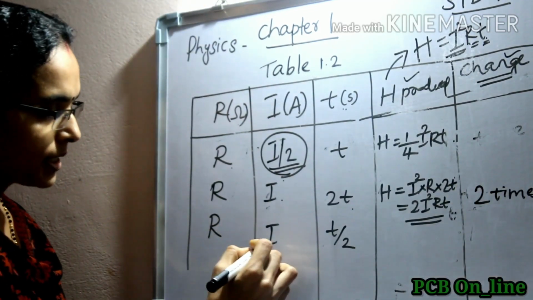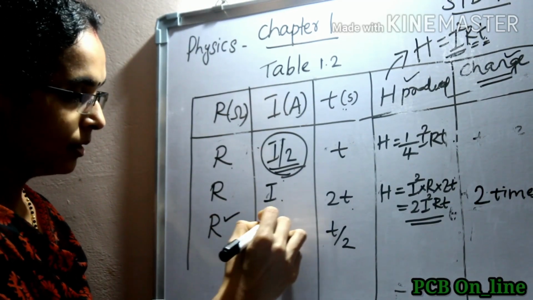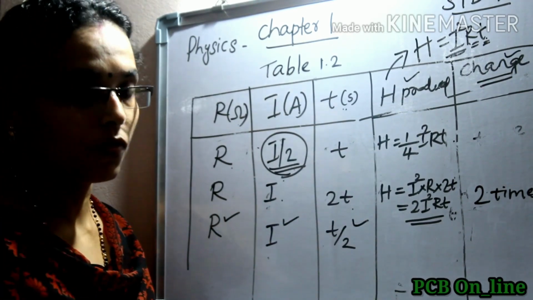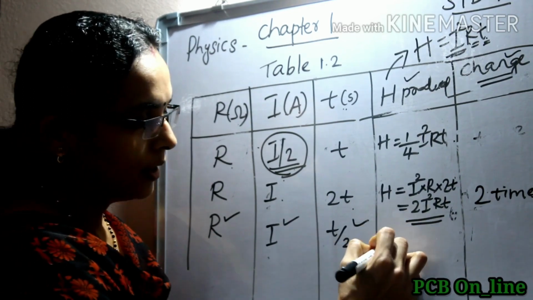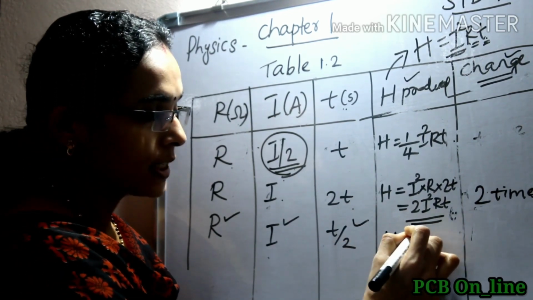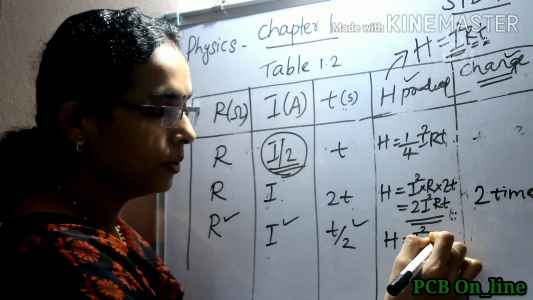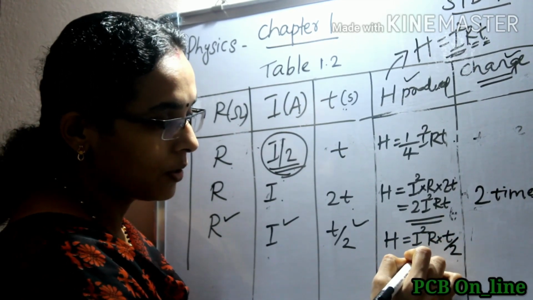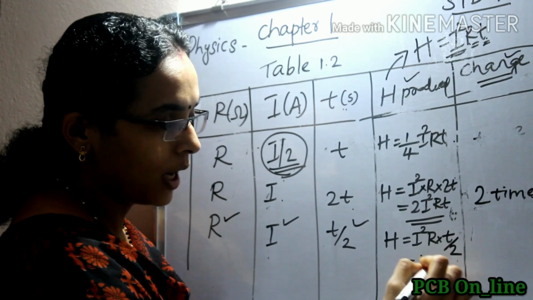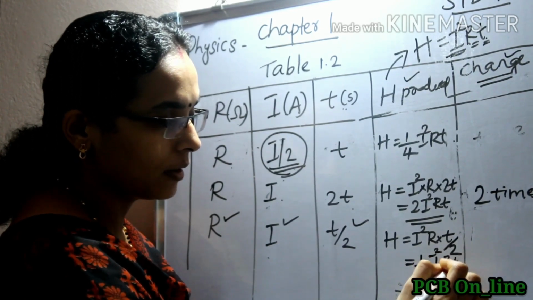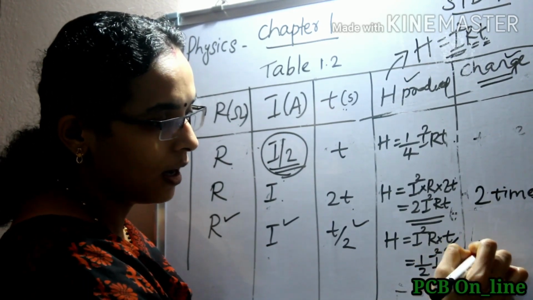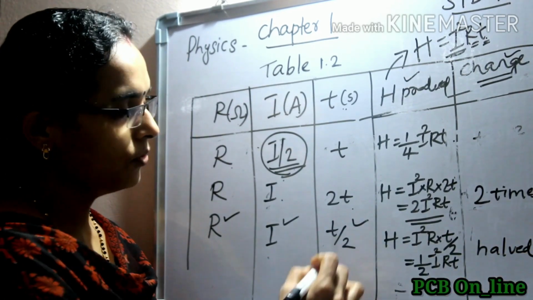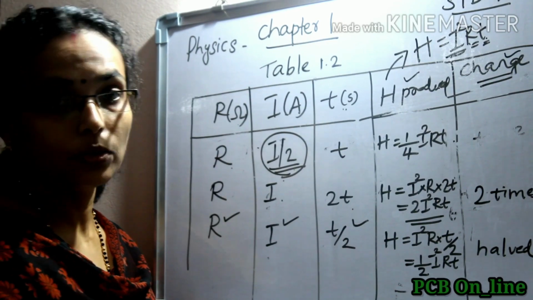Now, what is the last case? Resistance R, current I, and time is reduced by half, or time is halved. H is equal to I square R into T is replaced by T by 2. That is equal to 1 by 2 I square RT. That is halved. Heat energy will be half if T is changed to T by 2.